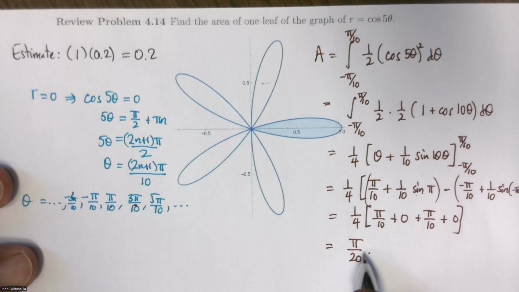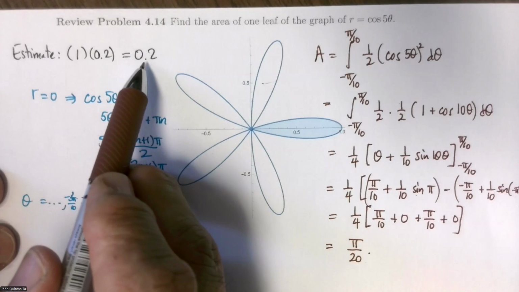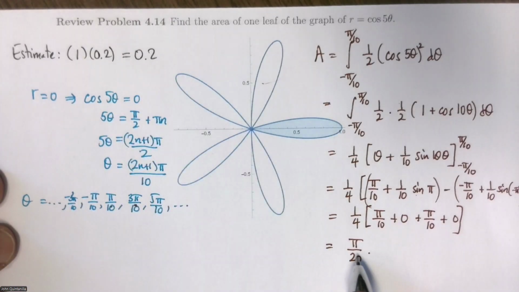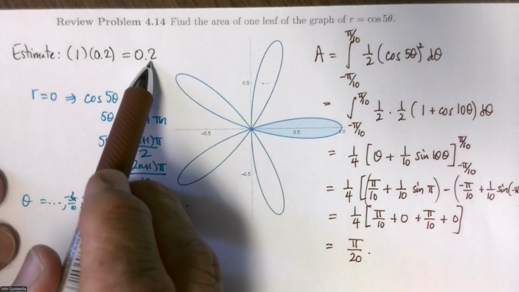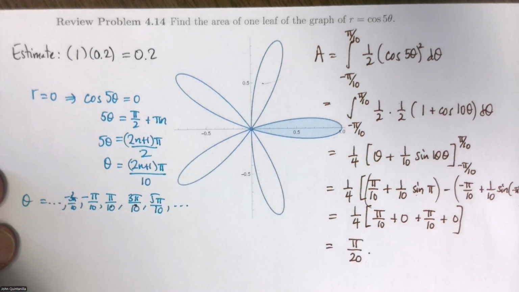Now, how did I do with my guess? Pi over 20 is something like 0.15. My guess was 0.2. And so my answer here is indeed reasonably close to the guess that I made by just staring at the area and approximating it by one of our common shapes.